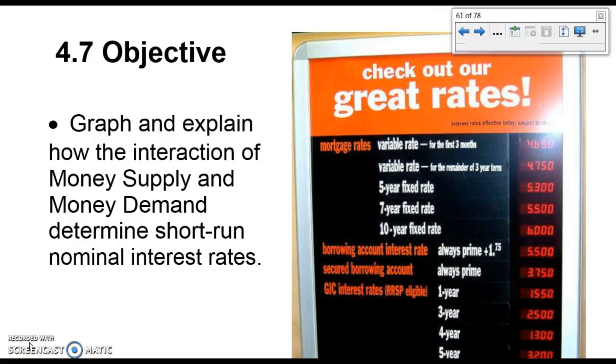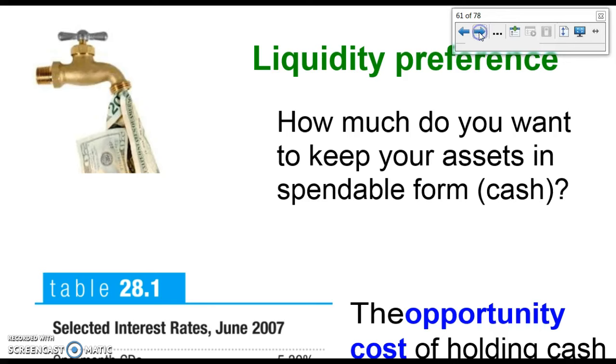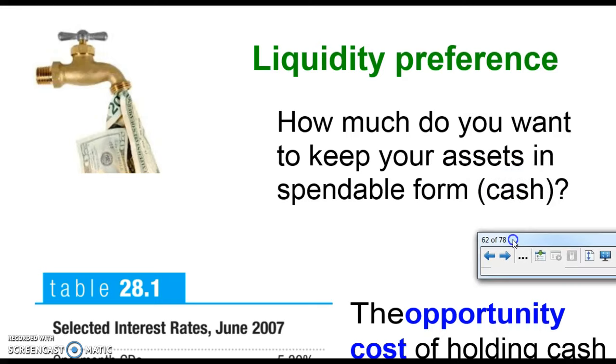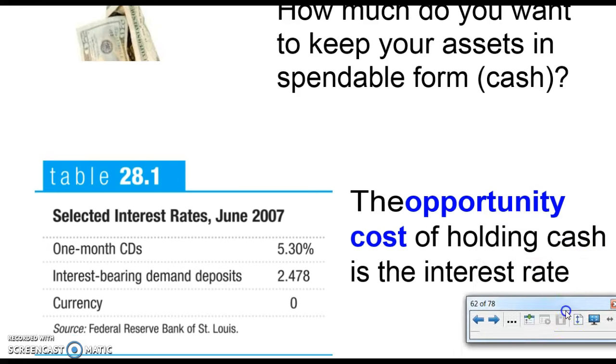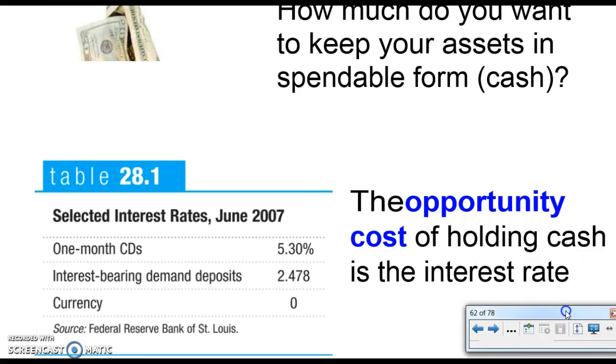This lesson 4.7 is on the money market and understanding how money supply and money demand determine short-run nominal interest rates. We discussed this a little bit in class already, the idea of liquidity preference and how much you want to keep your assets or your things of value in cash. If you have money, how much of it do you want to keep in cash as opposed to putting it in an interest-bearing savings account, which would then be considered not part of M1.